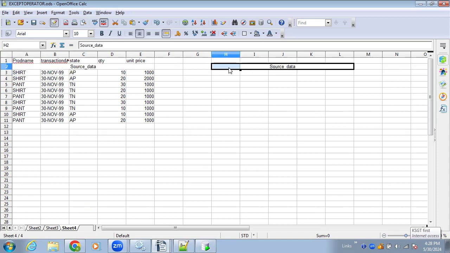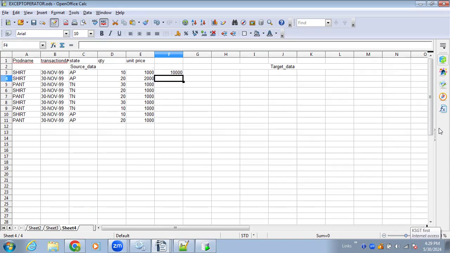Because if someone is maintaining it manually, as an end user, he's not able to generate the report of how many have been sold and all. Again, it is a manual compilation. Someone has to go and check how many have been sold. So it is something like equal to D3 into unit price.